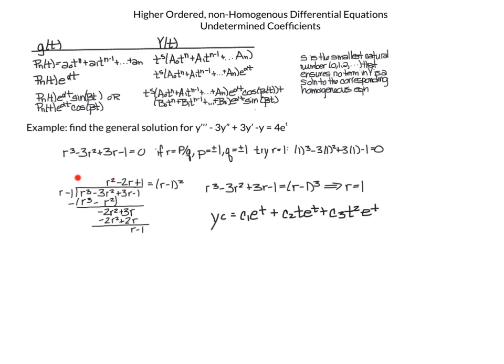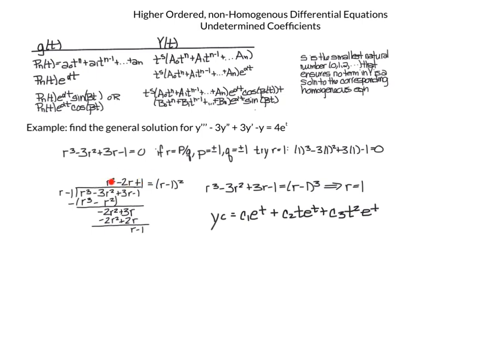So here I have an r squared, so that I can get rid of the r cubed term, and then minus r cubed, subtracting from what's above, I get minus 2r squared plus 3r. To get rid of the minus 2r squared, I have to multiply r by minus 2r. So I have my minus 2r squared plus 2r, and then finally I have r minus 1, so I have plus 1.